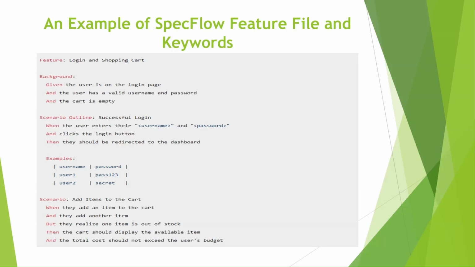First test case is for user1 and pass123, and then the second test case is for user2 and secret. So this way we are able to test the login of the application with different sets of input. In such scenarios, we use Scenario Outline. So this way we can test the same test case again and again with different sets of input.